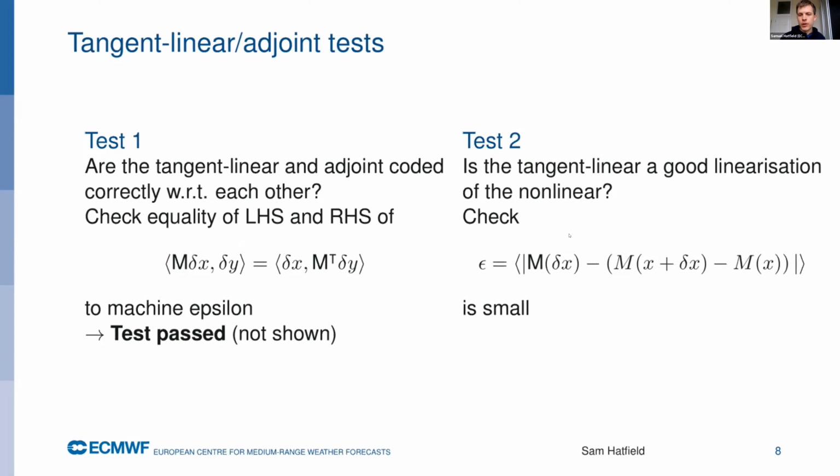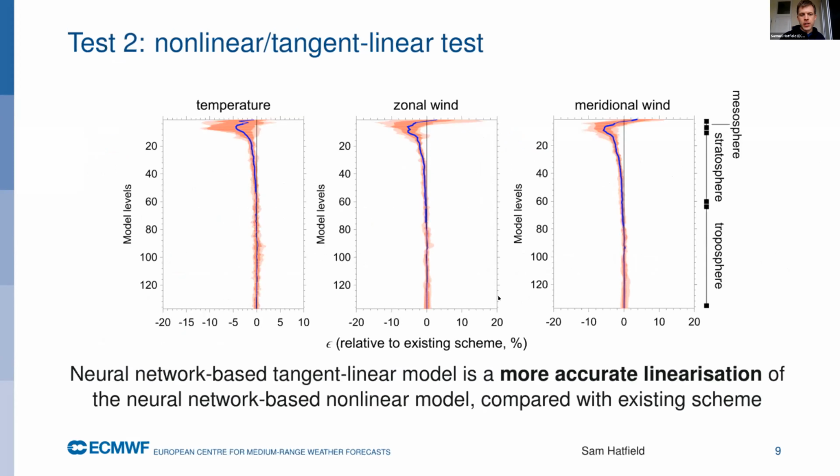The second one is a bit more involved. What we do is we compute this value epsilon here, which compares the evolved perturbation through the tangent linear model with the difference between two nonlinear trajectories. And this epsilon must be small. If it is small, that tells us that the tangent linear is doing the right thing. Or in this case, we at least want to match the epsilon that the existing system gives us. So these are a few epsilons here. I'm showing the change in epsilon when we go to the neural network compared with the original reference. And I've shown it for 3 variables, and these are horizontally averaged vertical profiles.